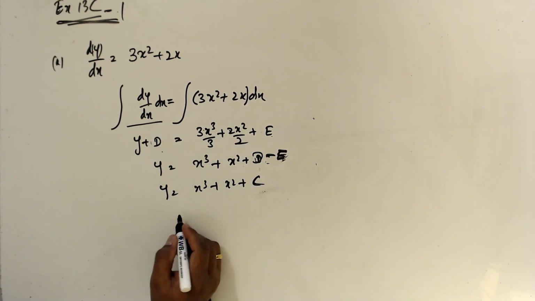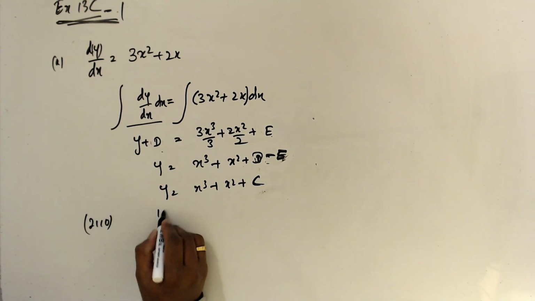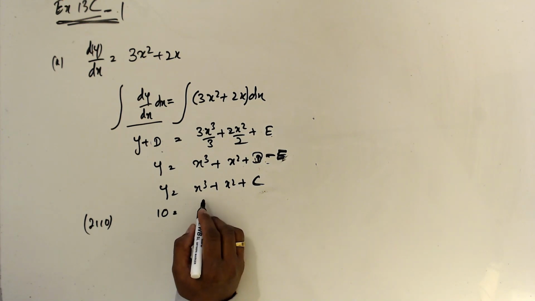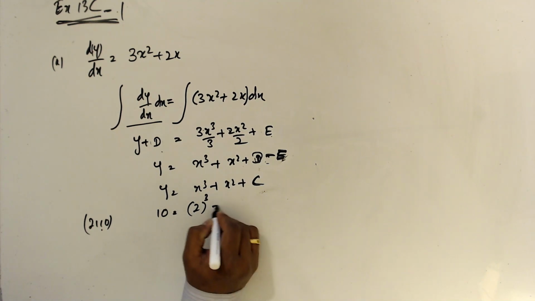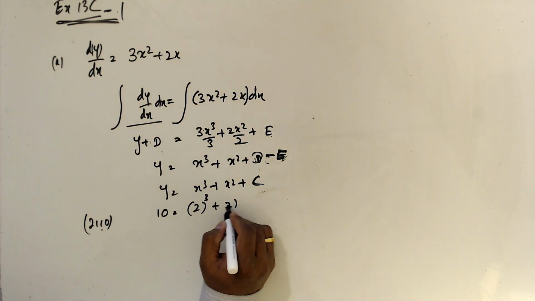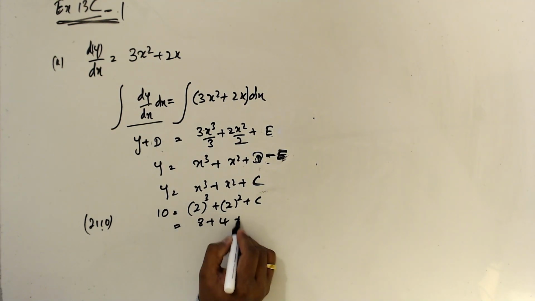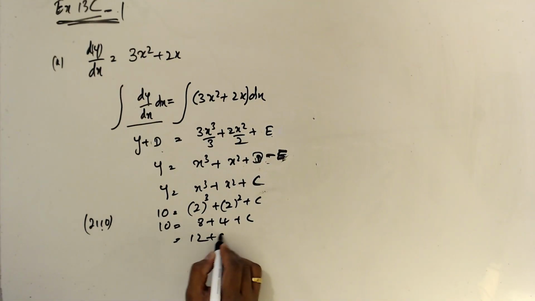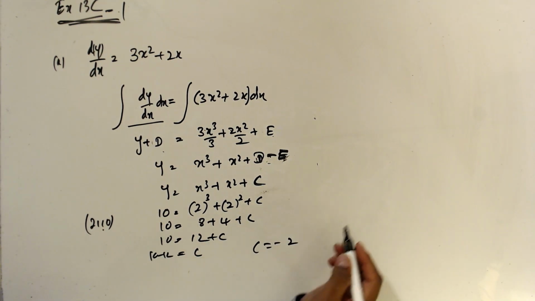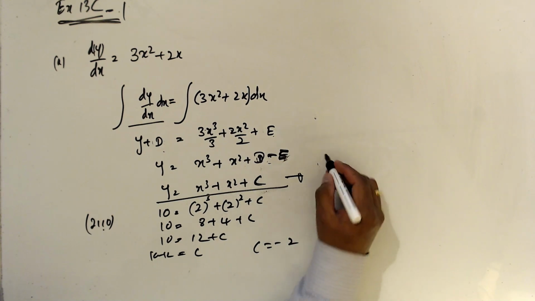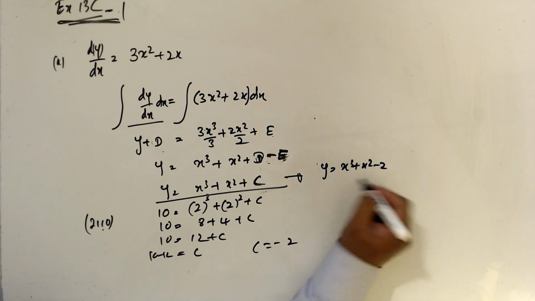Now I need to find C. The curve is going through (2, 10). So I'll simply substitute: 10 equals 2 cubed plus 2 squared plus c. 8 plus 4 plus c equals 10. 12 plus c equals 10. c equals 10 minus 12. So c equals minus 2. So the curve is now, from here, y equals x cubed plus x squared minus 2.